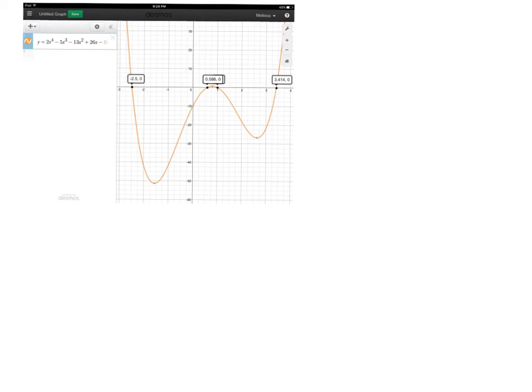Alright, so looking at the graph of our polynomial function on Desmos, I can see that negative 2.5 is a 0, 0.586, which is actually not a rational number. We have x equals 1 and 3.4. So here are the zeros that I'm going to focus on. I know that my lower bound has to be less than negative 2.5.